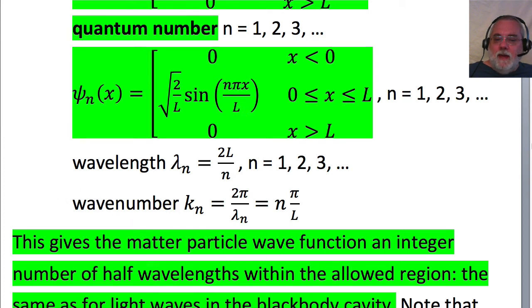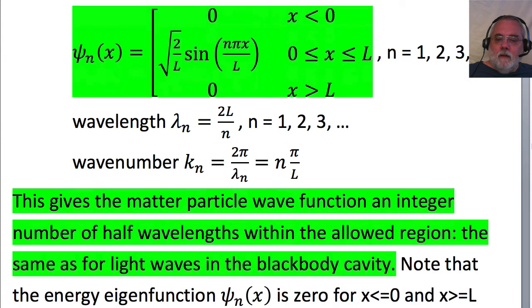This gives the matter particle wave function an integer number of half wavelengths within the allowed region, the same as we did for light waves in the black body cavity. Note that energy eigenfunction psi sub n is 0 for x less than or equal to 0, and for x greater than or equal to L.